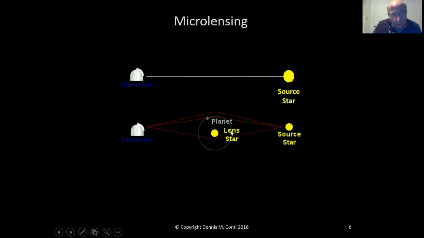Now, this intervening system could be, as shown here, a star and a planet, or it could be two binary stars, or it could be a triple star system. But it's any system with mass that, again, according to Einstein's general theory of relativity, will cause warping of space-time and will cause the light of that source star to bend. And from our point of view, we see a brightening. And we'll see in a minute why we see a brightening and not multiple images. Okay, so that's the basic framework of microlensing.